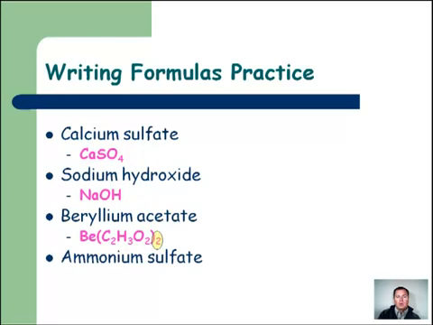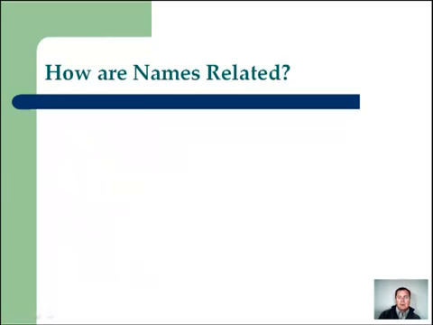Alright, then there's our final one, ammonium sulfate. Ammonium is NH4 plus 1. It's our only positive poly, and sulfate is SO4. So when we crisscross, we've got to bring the 2 down from sulfate to ammonium, and don't forget to put the 2 outside the parentheses. Very important.